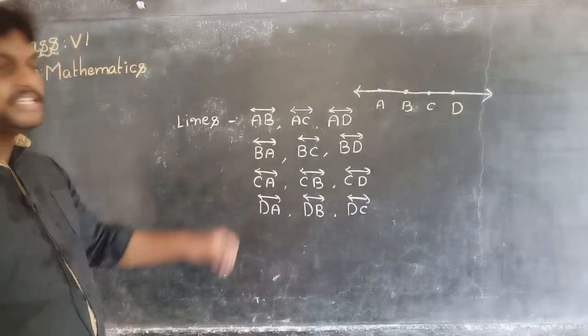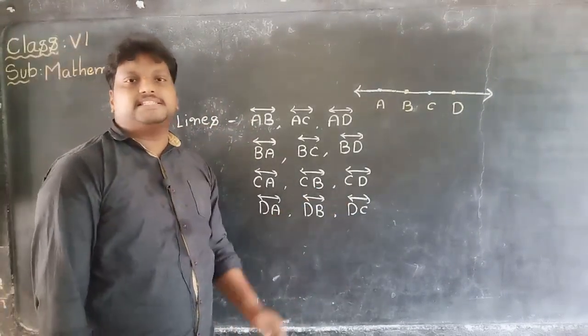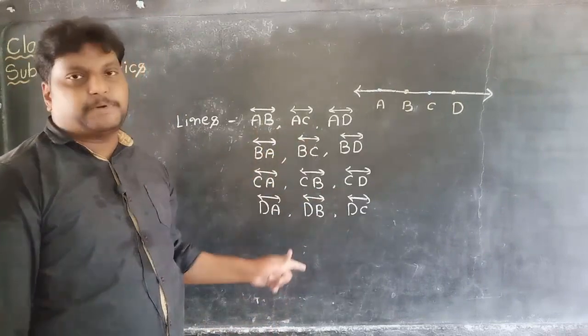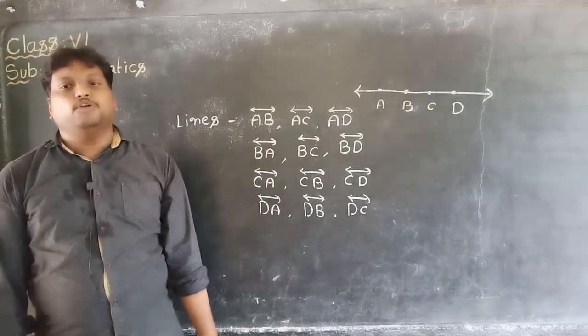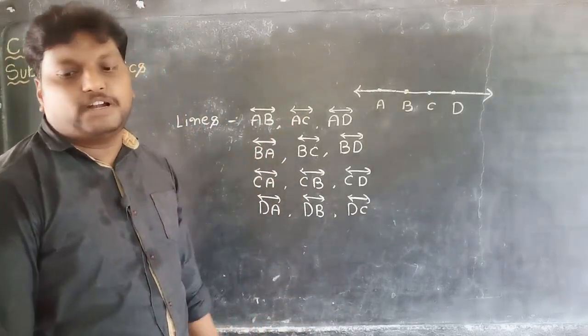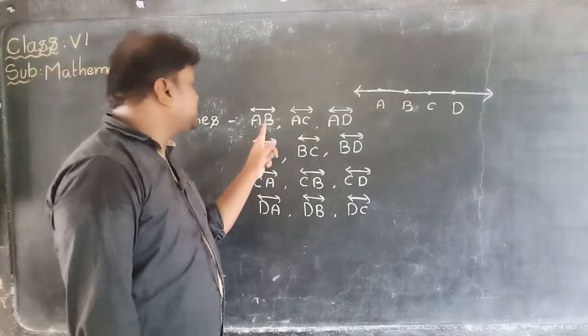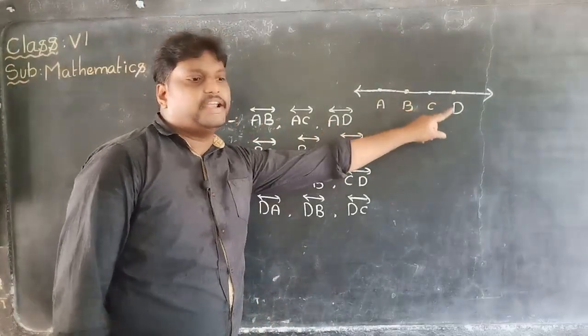Okay, a total 12. When we can take only one direction, 6 lines are possible. We'll take 2 directions. Then how many possible ways will come? Total 12 possible ways. First one AB, A to B, next A to C and next A to D.